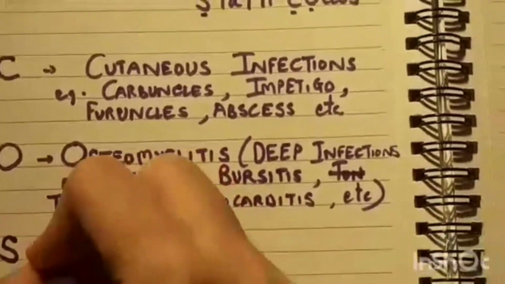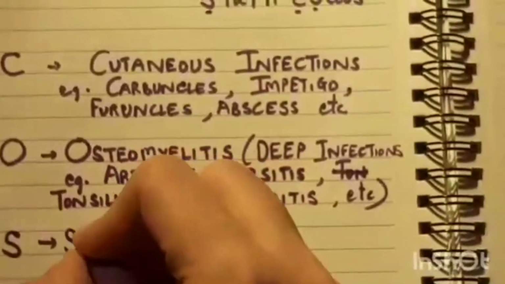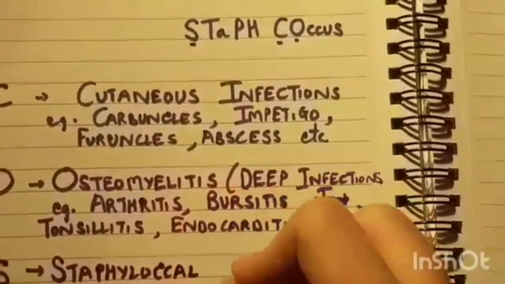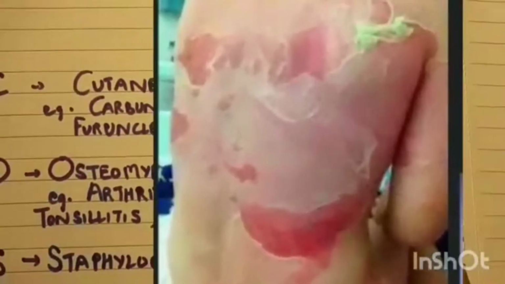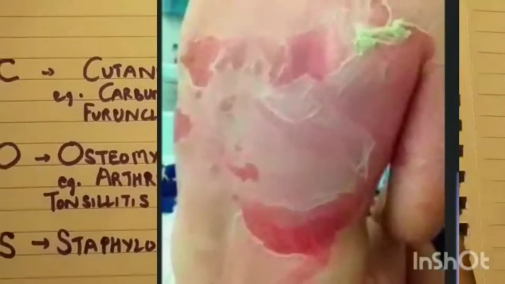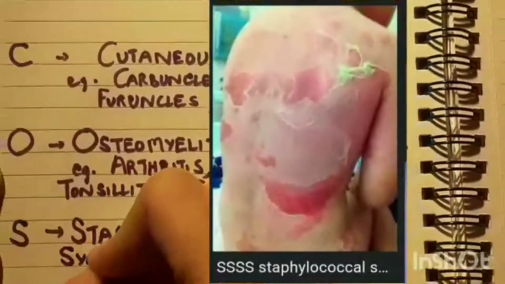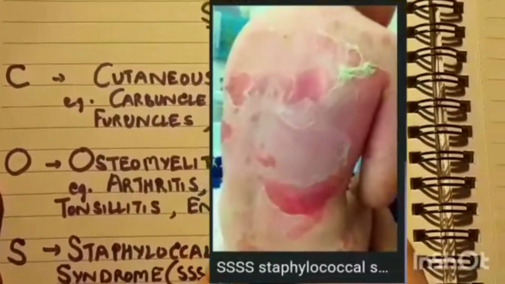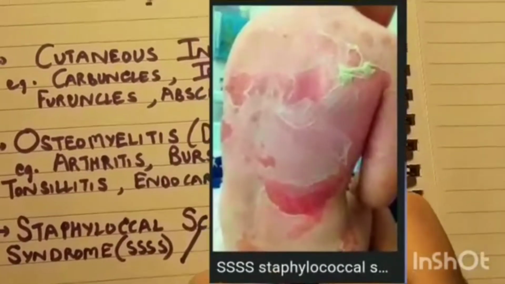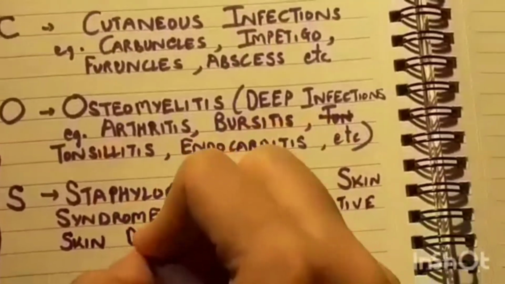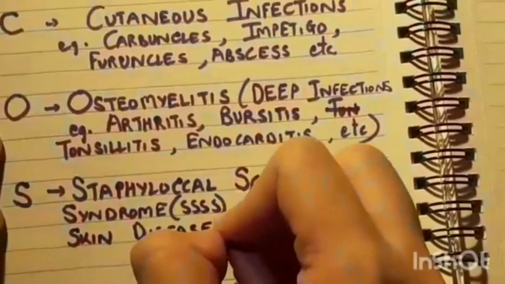This S stands for staphylococcal scalded skin syndrome, also abbreviated as SSSS, 4S. Now it's also called exfoliative skin disease. Now in this disease, the outer layer of the epidermis gets separated from underlying tissues, and this is caused by a toxin called exfoliatin, ET, also called exfoliative epidermolytic toxin.